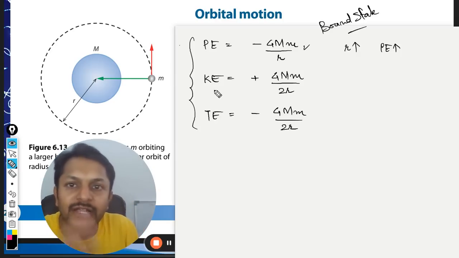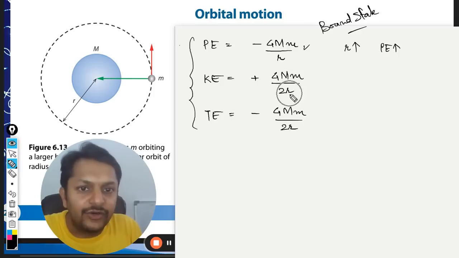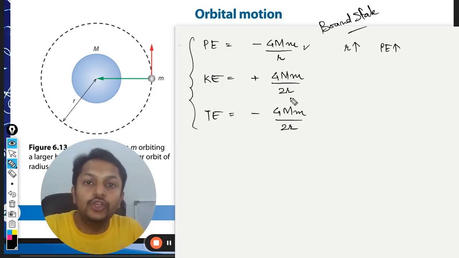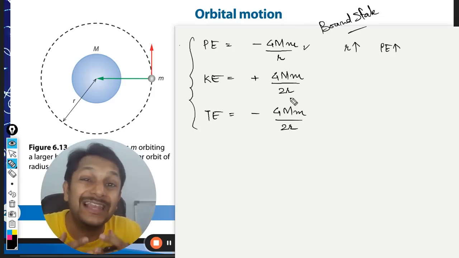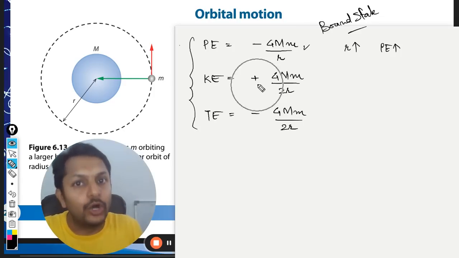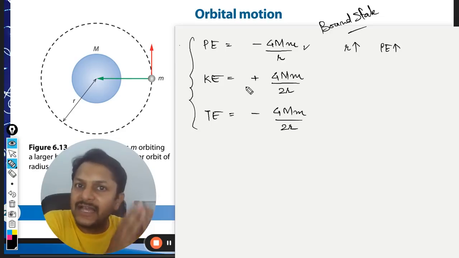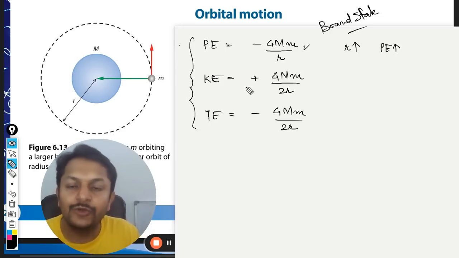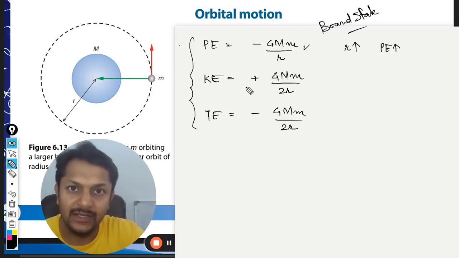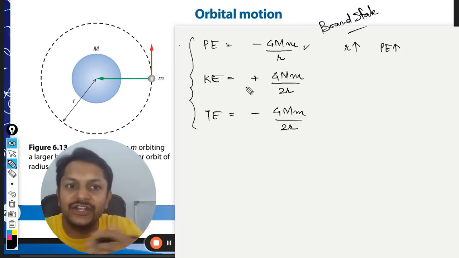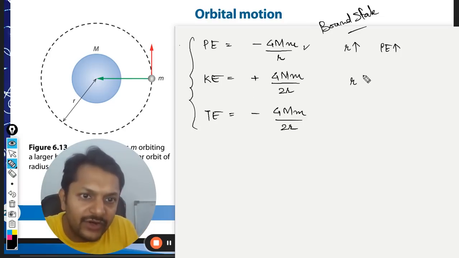Now, if we talk about kinetic energy, again, the radius is in the denominator. You increase the radius and the magnitude becomes lesser, and it is positive. It means kinetic energy is reducing. So I can write: if the radius increases, kinetic energy reduces.